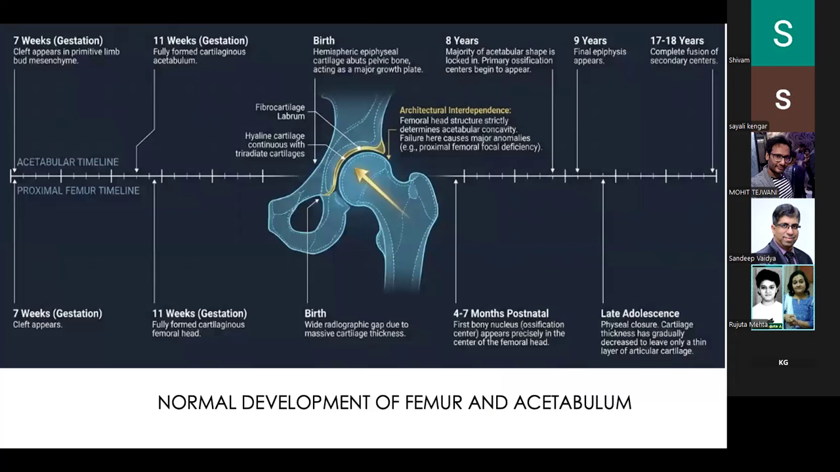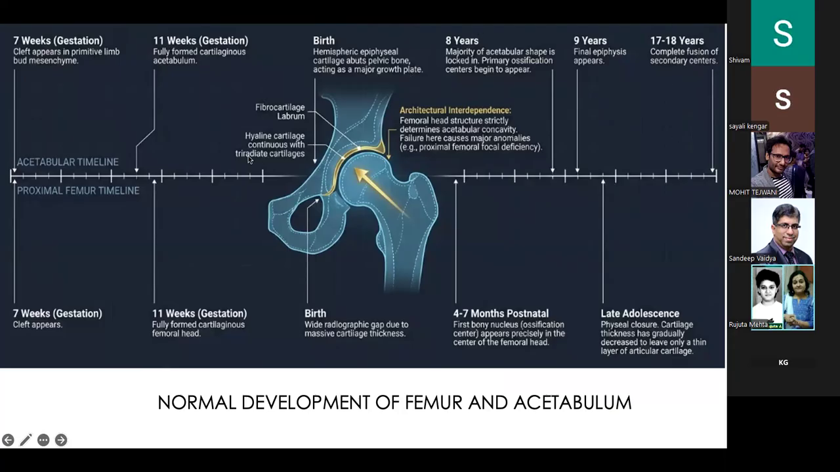Normal development of femur and acetabulum. At 7 weeks of gestation, a cleft appears in the primitive limb bud mesenchyme. At 11 weeks of gestation, the acetabulum is fully formed and cartilaginous. At 8 years, the majority of the acetabulum shape is locked in. Primary ossification center begins to appear. At 9 years, the final epiphysis appears. At 17 to 18 years, complete fusion of the secondary center.